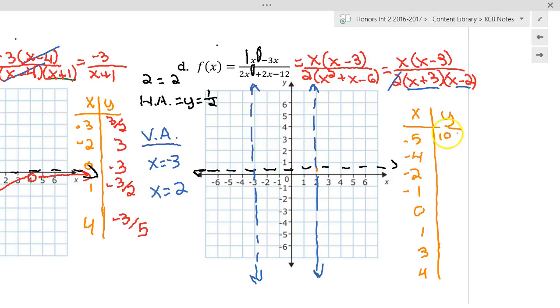So we get 10/7, 7/3, negative 5/4, negative 1/3, 0, 1/4, 0 again, and 1/7. So let's start typing or writing these in.